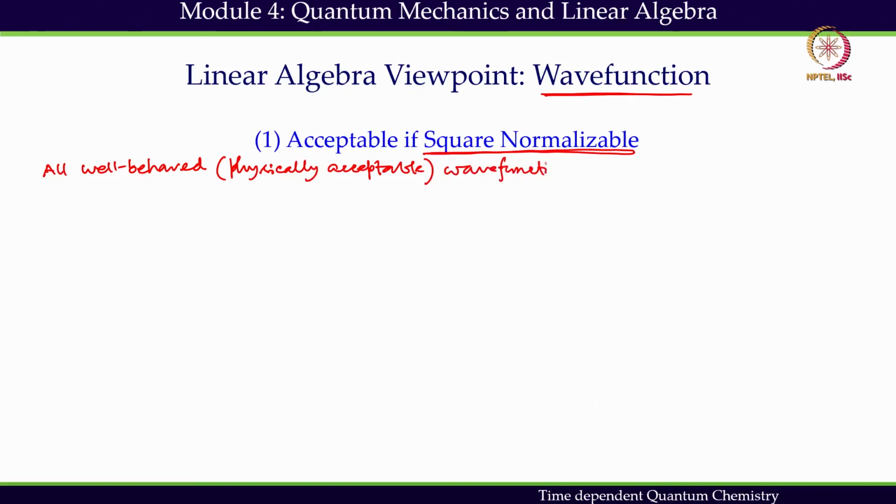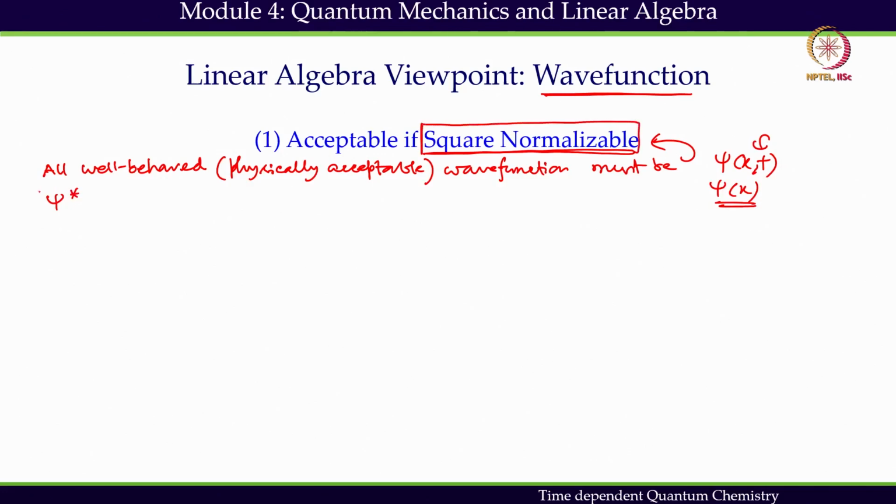Wave function that must be square normalizable. And what does it mean by this square normalizable? That means that if I have the wave function to be psi of x, for the time being I can forget about the time dependency right now. We are just thinking about the space dependency, because the time part comes as a phase factor, so it's not an issue.